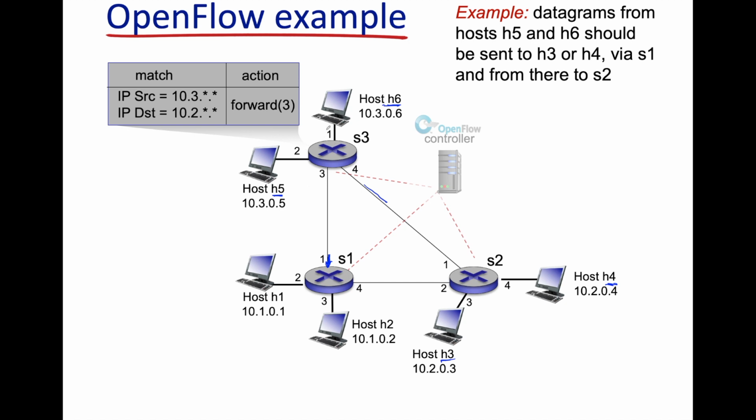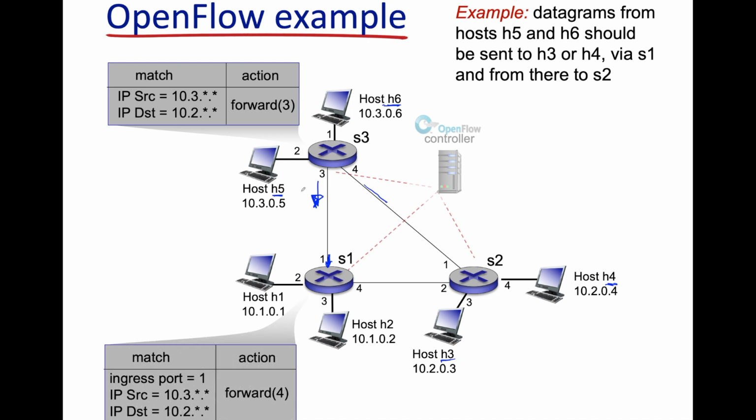So that means any traffic associated with an address attached to this S3 is going to go this way, out port 3. Okay. So that takes care of the first hop, and now the second hop associated with the local flow table in this router S1 down and to the left.